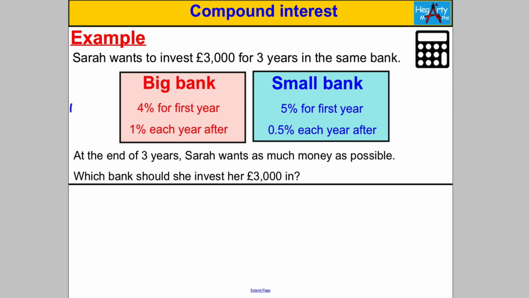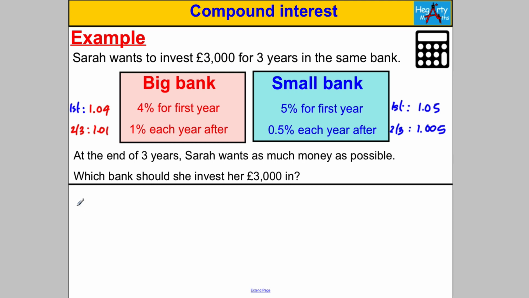So let's think. The first year, her decimal multiplier in the big bank is going to be 1.04. And for years 2 and 3, the remaining 2 years, her decimal multiplier is going to be 1.01, isn't it? And let's go over to the small bank. For the first year, her percentage increase is going to be 5%, so the decimal multiplier is 1.05. But then for the second and third year, we're going to have a decimal multiplier of 1.005. Okay, that indicates a 0.5% increase.